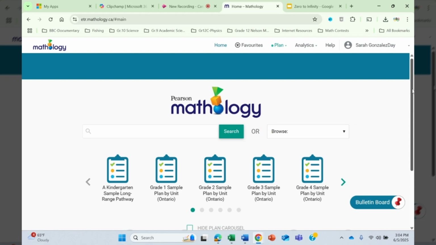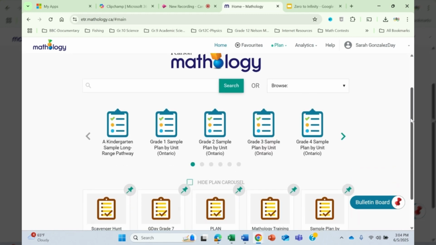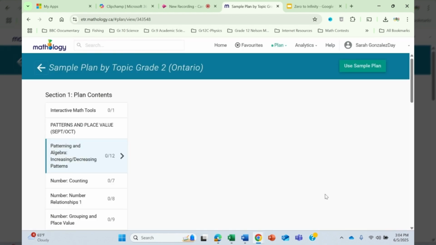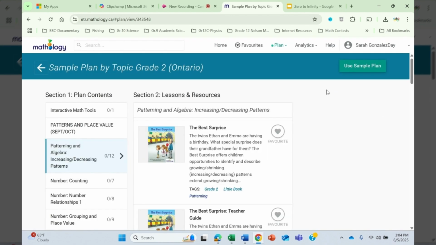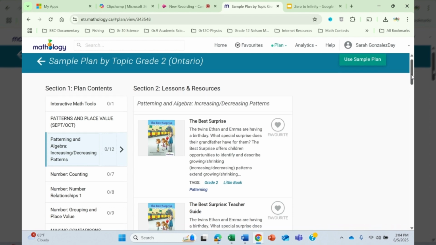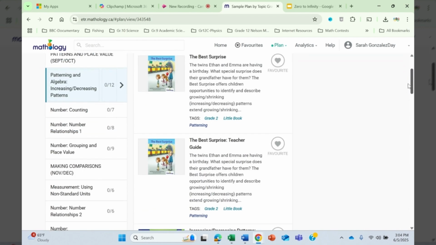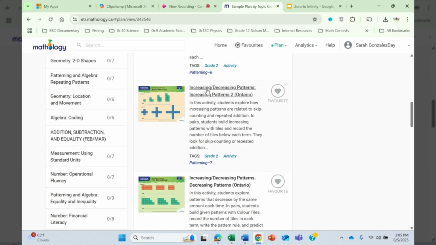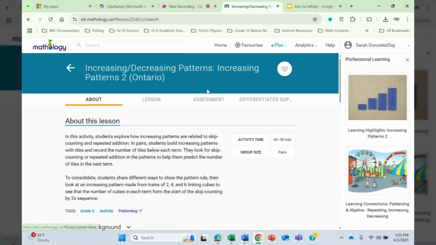We're going to go into the tabs, the About and the Lesson tabs today. So I've pinned our grade two long range plans to my homepage, and we're going to go into the patterning and algebra lesson cluster. And in the previous video, Gianluca went over the little books. So we're going to hop into this lesson on increasing and decreasing patterns.